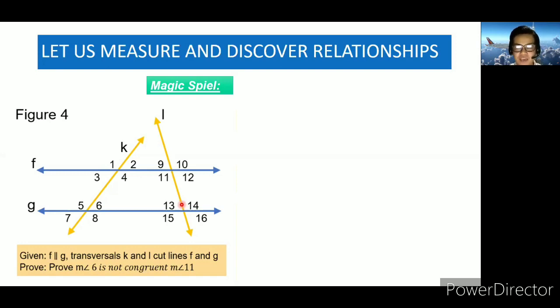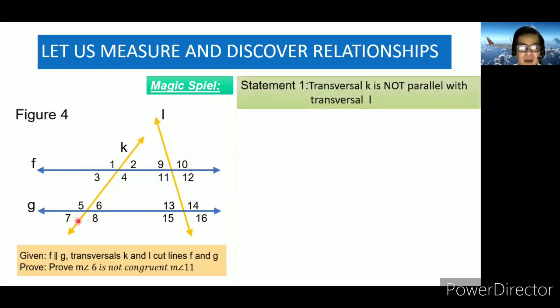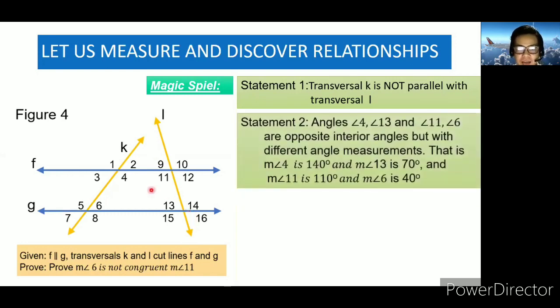So using inductive reasoning, we can apply your magic skill as your guide in proving. So you can write for your statement number 1 that transversal K is not parallel with transversal L. You can also write for statement number 2 that angle 4, angle 13, angle 11, and angle 6 are opposite interior angles but with different angle measurements. Now, let us use your protractor to prove this claim. So let us start here.